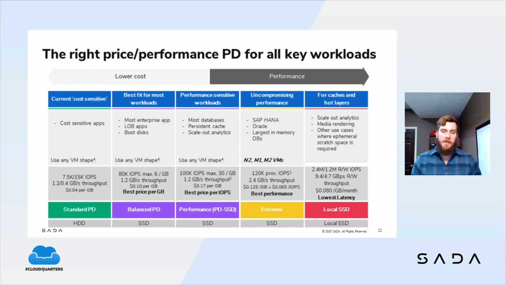As we move up into our extreme tier, this was designed, and it's a relatively new release from Google Cloud, with uncompromising performance in mind. So things like in-memory databases like SAP HANA. So this is a very high performant persistent disk.